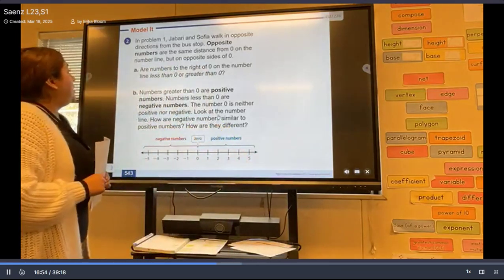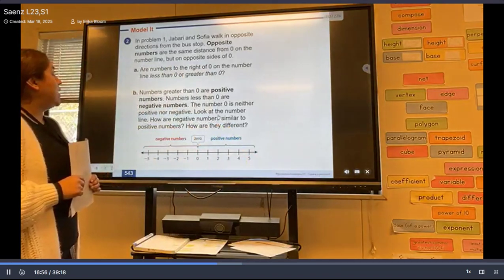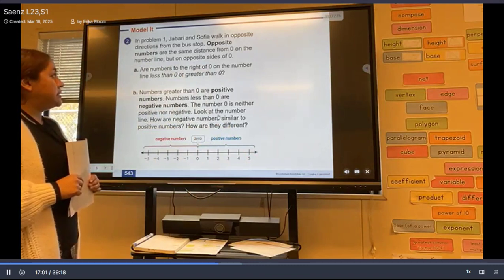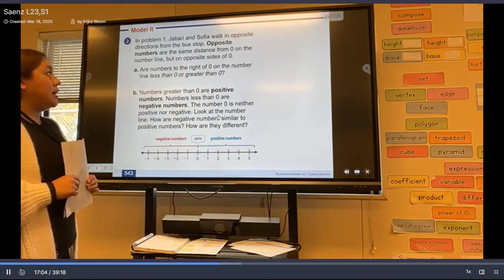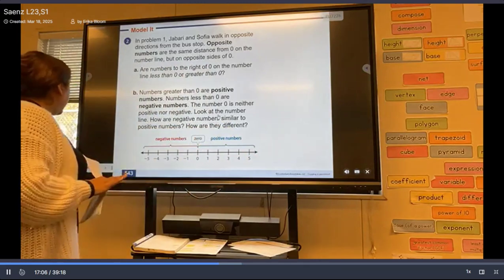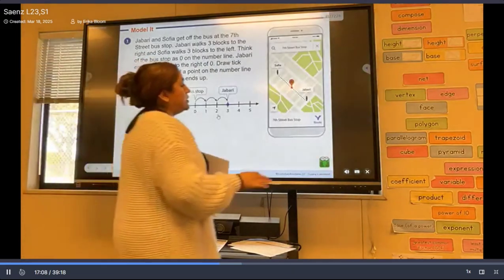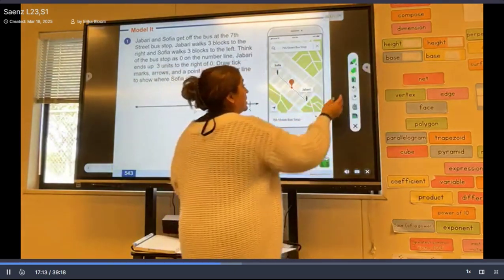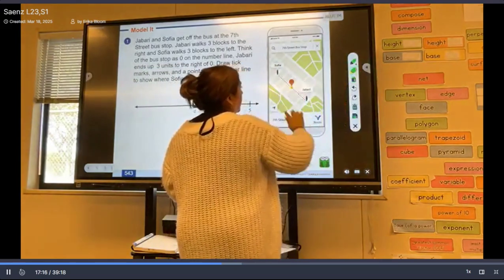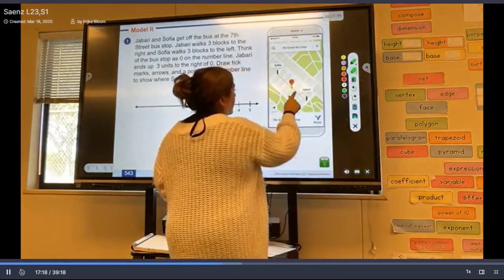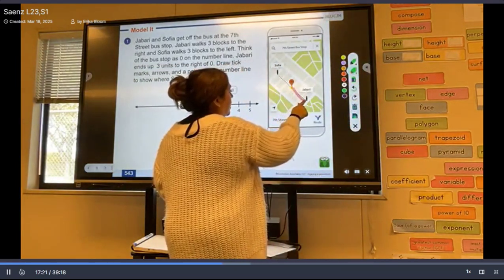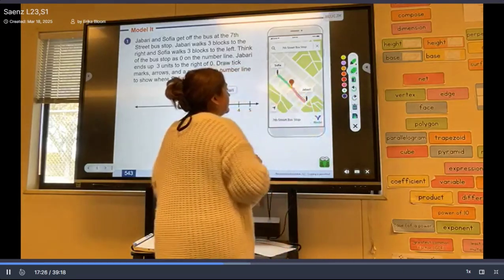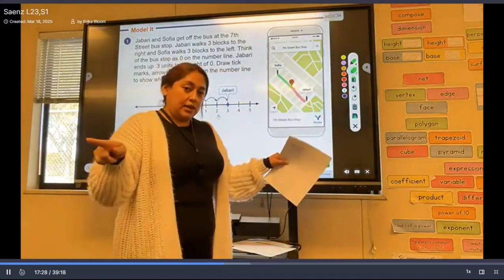It states, in problem number 1, Jabbar and Sophia walked in opposite directions from the bus stop. Opposite numbers are the same distance from 0 on the number line, but on opposite sides of the 0. So let's go back and look at that. Yes, if the bus stop is classified as 0 on the number line, we could tell that Jabari walked 3 blocks to the right, while Sophia walked 3 blocks to the left. So they are going in opposite directions.